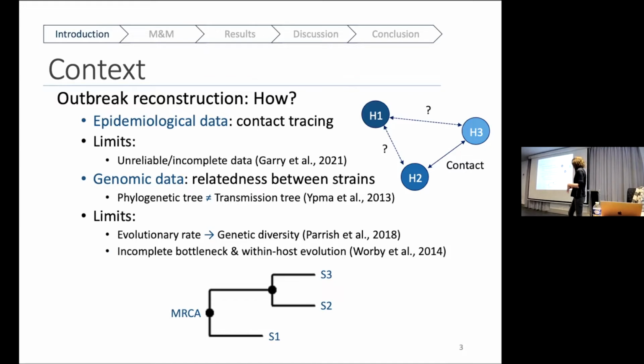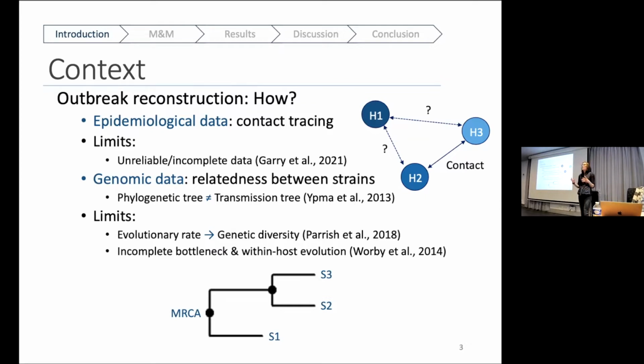We've talked about it, and these kinds of trees are different from transmission trees. Indeed, in a phylogenetic tree, internal nodes are not infected hosts, but hypothetical common ancestors. And the tips, here S1 to S3, correspond to sampled sequences.